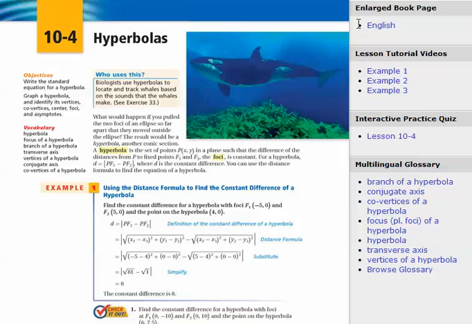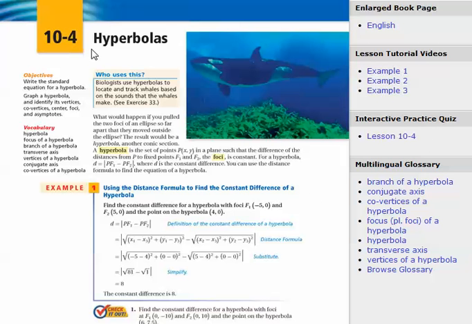Just a reminder again that on the right hand side of your online textbook there's all sorts of good examples, video examples, and an interactive practice quiz for each section as well. So make sure you utilize that information there.